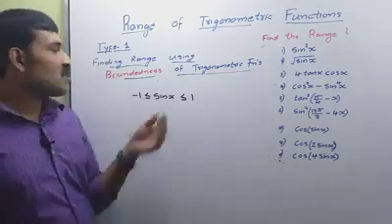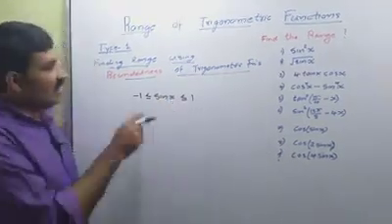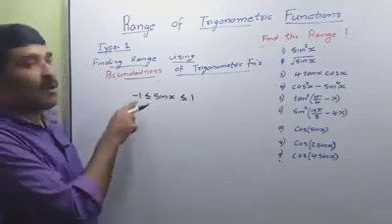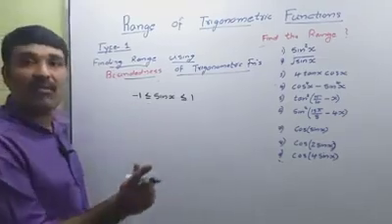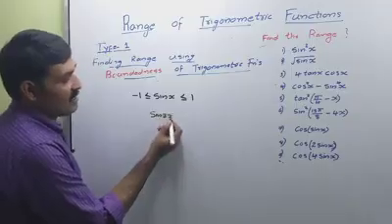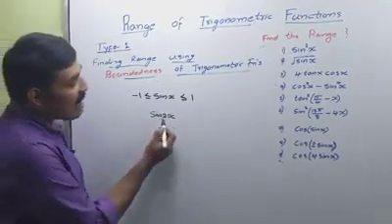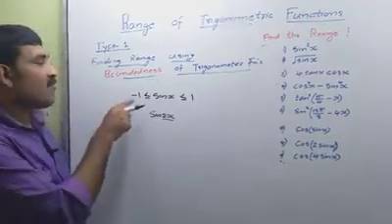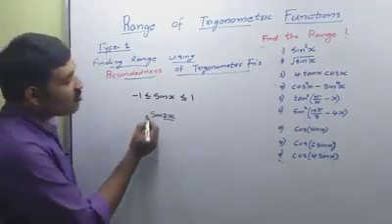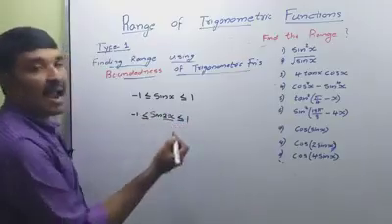Now suppose there is any change in the argument, that is the value of x. Will it affect the bounds, the values of minus 1 and 1? Now consider sine 2x. What is the range of sine 2x? Any change in the argument does not affect the range. That means sine 2x also lies between minus 1 and 1.